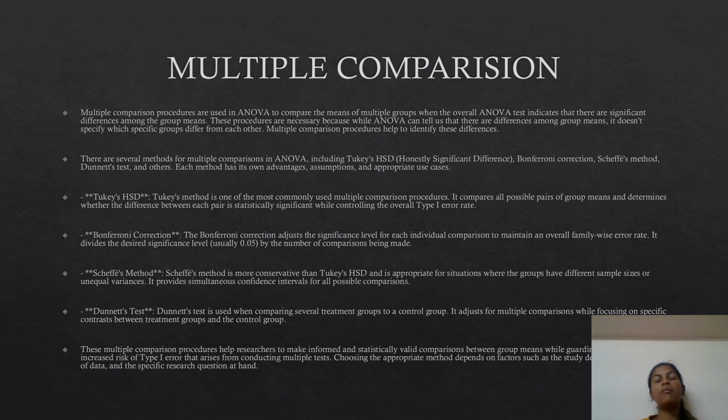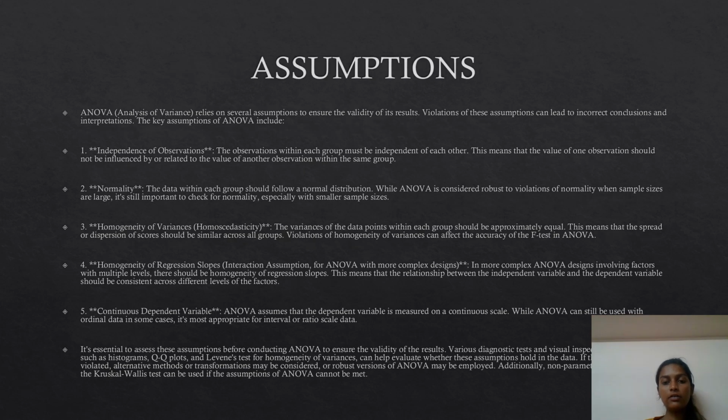We have some multiple comparison tests such as Tukey's test, Bonferroni's correction, and Dunnett's test, etc. Ensure the validity of the results. Violation of the assumptions can lead to incorrect conclusions and interpretation of the ANOVA. The key assumptions of ANOVA include independence of observations, normality, homogeneity of variances, homogeneity of regression slopes, and a continuous dependent variable. It is essential to assess the assumptions before concluding ANOVA to ensure the validity of the results.